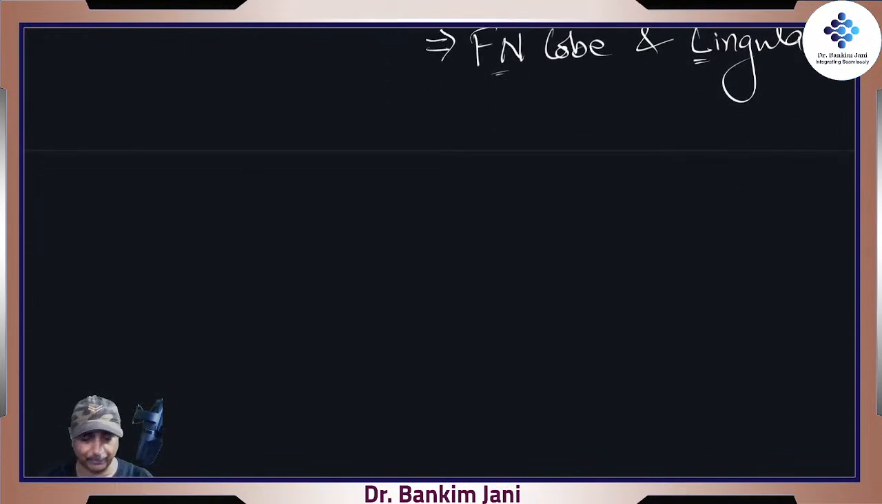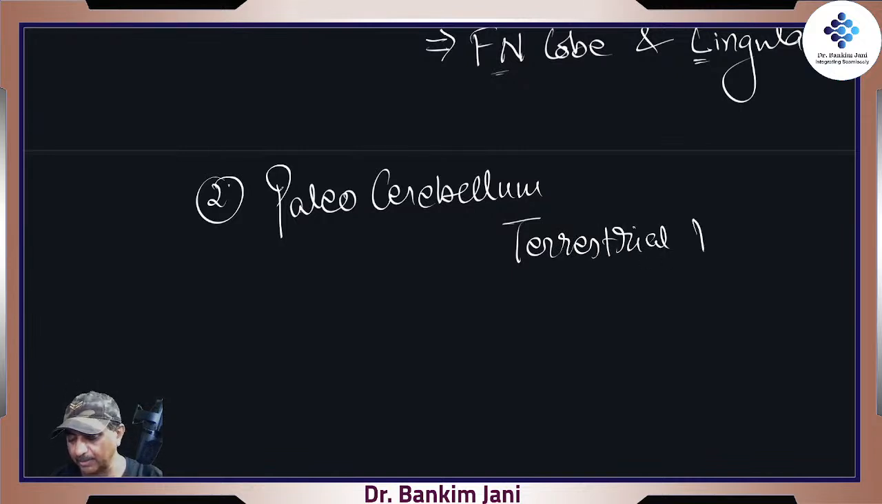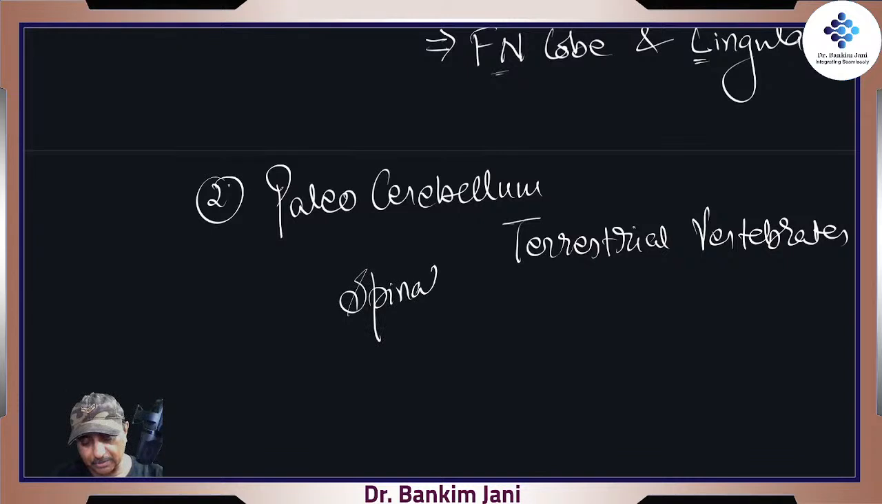Then things developed further, and there came the paleocerebellum. You know that initially there were fishes, then gradually they started coming out and moving on land. They were called terrestrial vertebrates. When they came on the ground, there was a much greater requirement for communication with the spine. That's why this part is also called the spinal cerebellum.